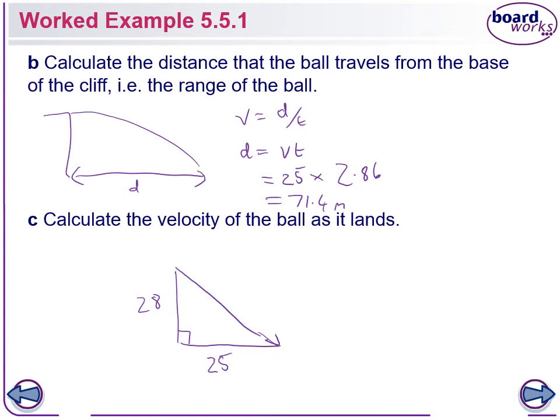All right, so this is nice and easy. We've got our two values, so we can use Pythag to work this out. We all remember Pythag, right? Year 9 maths? Okay. 25 squared plus 28 squared. Square root of that. So I get 37.5 meters per second. So there is the magnitude of our velocity. Now we need the direction.